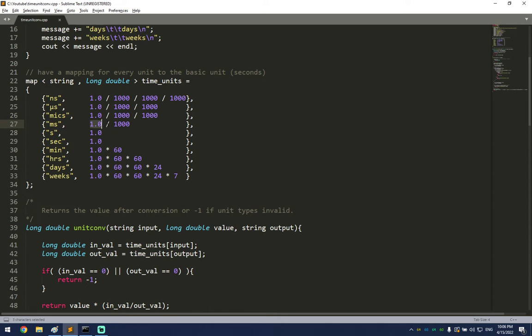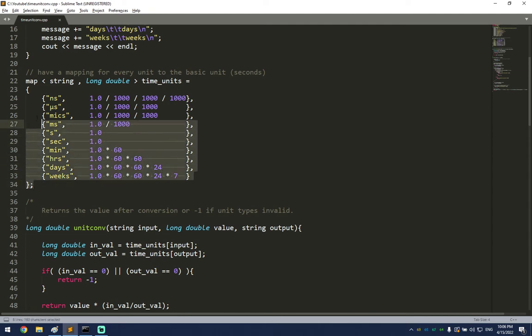So we know that 1 second corresponds to 1000 milliseconds. So dividing 1 by 1000 will give us milliseconds. The same goes for the other smaller time units. So for microseconds, we again divide by 1000, and for nanoseconds, we again divide by 1000. The same goes for greater time units. In this case, we do not divide, but we multiply. So we know that to get minutes, we just multiply 1 second by 60. So 60 seconds are contained in 1 minute. 60 minutes are contained in 1 hour, 24 hours in 1 day, and 7 days in 1 week.